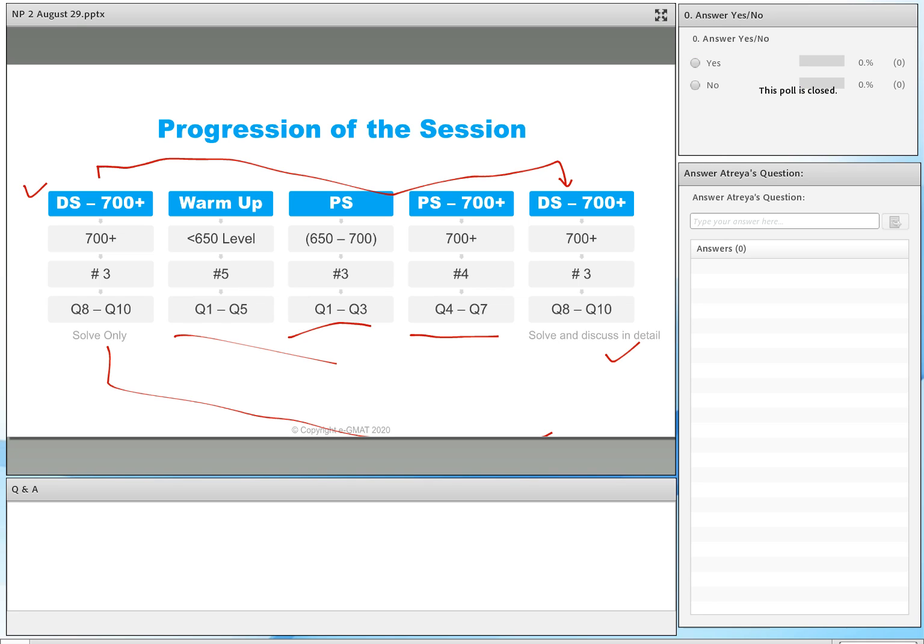Can you please mark a yes if all the instructions are clear? That is perfect, and I hope all of you are very interested in solving the questions as well.